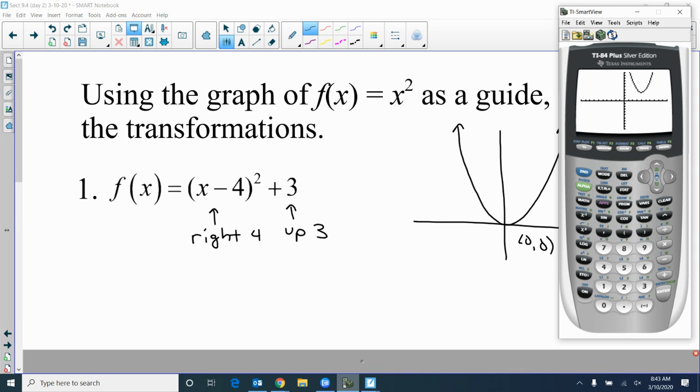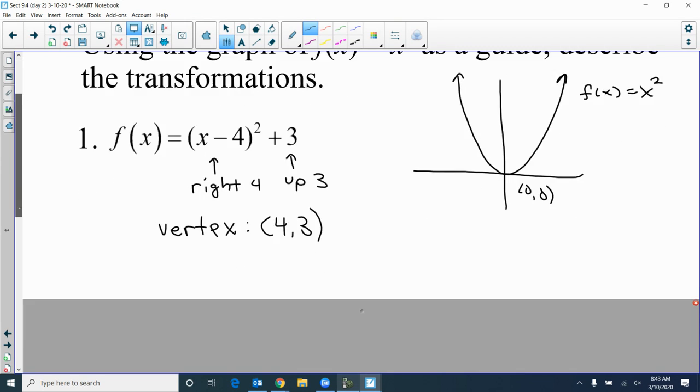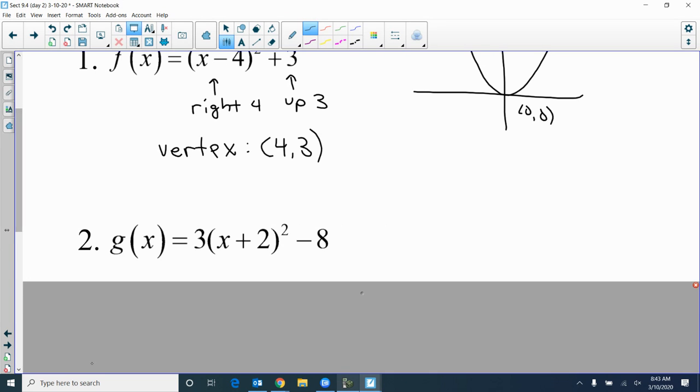So what is then, Emily Milholm, the vertex? 4, 3. It is 4, 3. Okay, so that's what it's asking for. In the parentheses, it tells you left or right. If there is a parentheses, up or down is the plus 3.